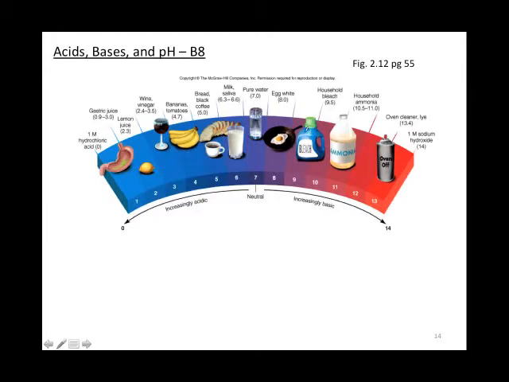Alright, learning outcome B8, talking about acids and bases and pH. So pH, I'm sure you've all heard of that. It actually is just a single number. There's no units associated with it. And it represents essentially the hydrogen ion concentration in a solution, or a mixture, or what have you, in a liquid, or anything.